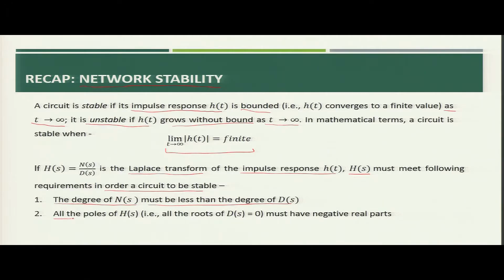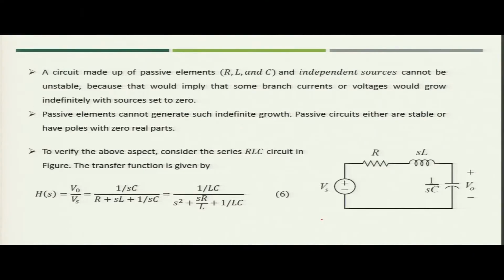The next requirement is that all poles of H(s) must have negative real part. All poles means all roots of the denominator expression must have negative real part.